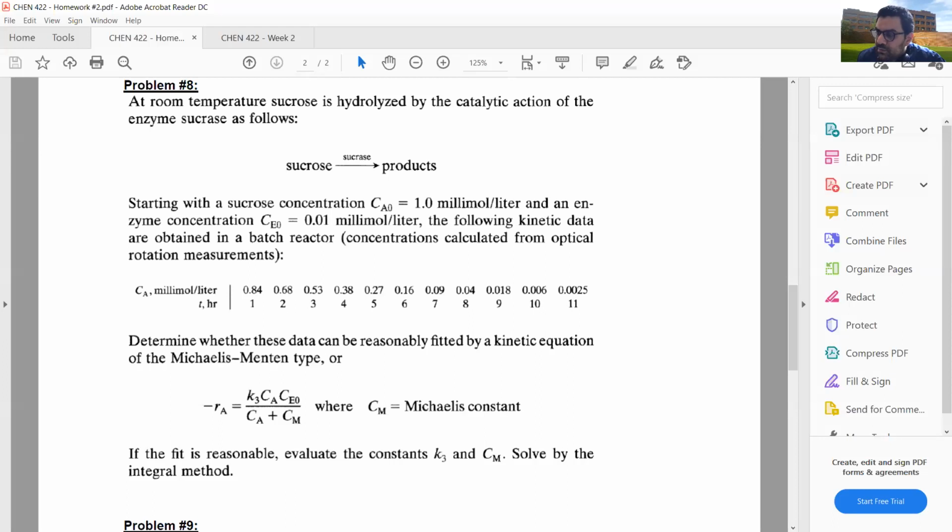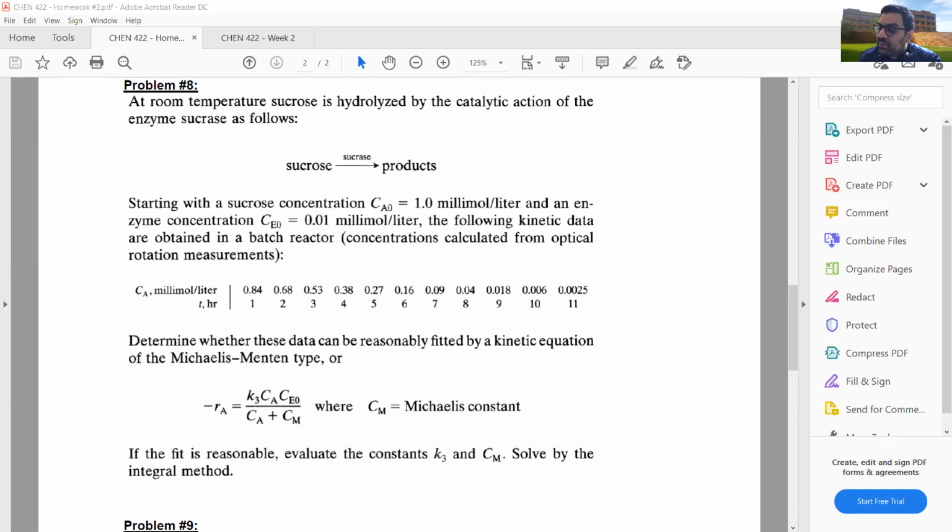Okay, so in this problem, you're being told that at room temperature, sucrose is hydrolyzed by the catalytic action of the enzyme sucrase as follows. So you get sucrose, you got an enzyme sucrase, enzymes are like a catalyst, it just breaks down the thing, and you get some products. And you're being told that starting with a sucrose concentration of Ca naught equal to 1 millimole per liter, and an enzyme concentration of 0.01 millimole per liter, the following kinetic data are obtained in a batch reactor.